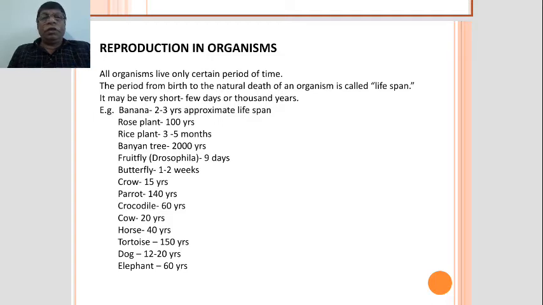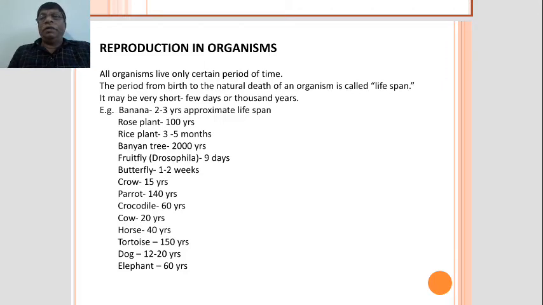In your first year PUC, you have studied that all living organisms reproduce and produce young ones. Reproduction is a characteristic feature of living organisms that you have already studied.